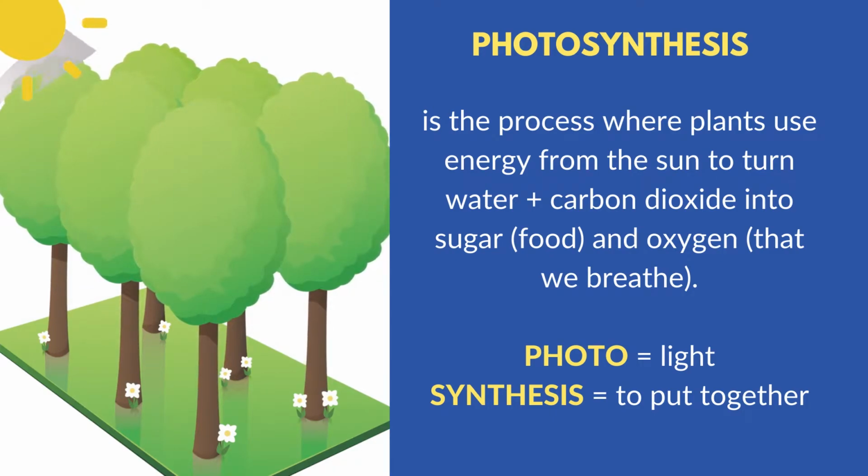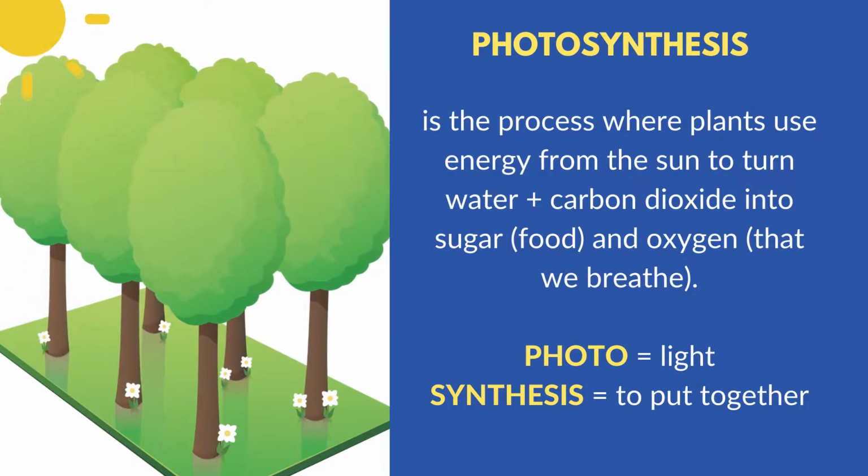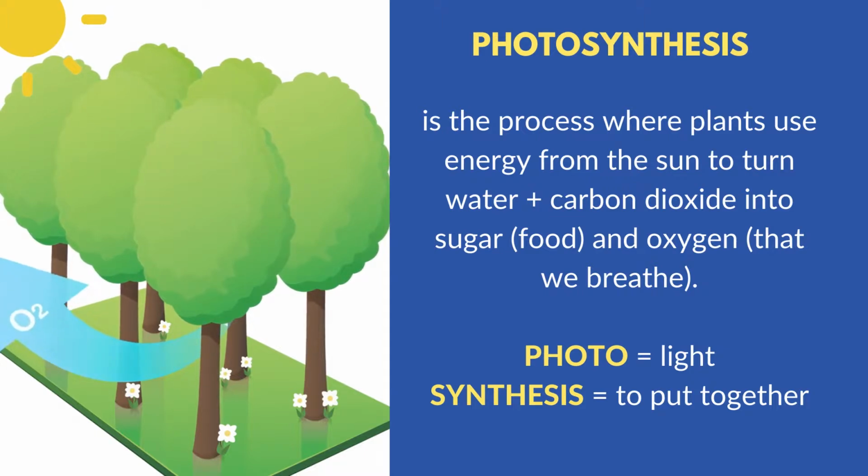Photosynthesis is the process where plants use the energy from the sun to turn water and carbon dioxide into sugar and oxygen that we breathe. So photo means light and the word synthesis means to put together.